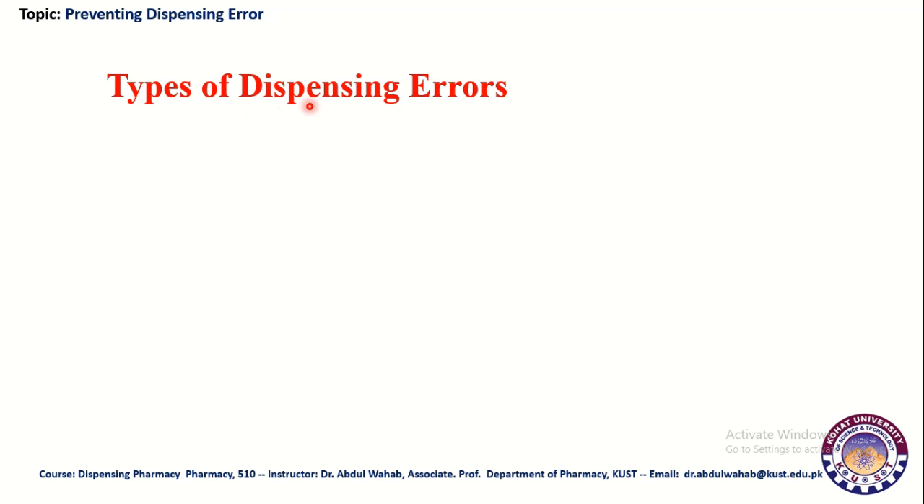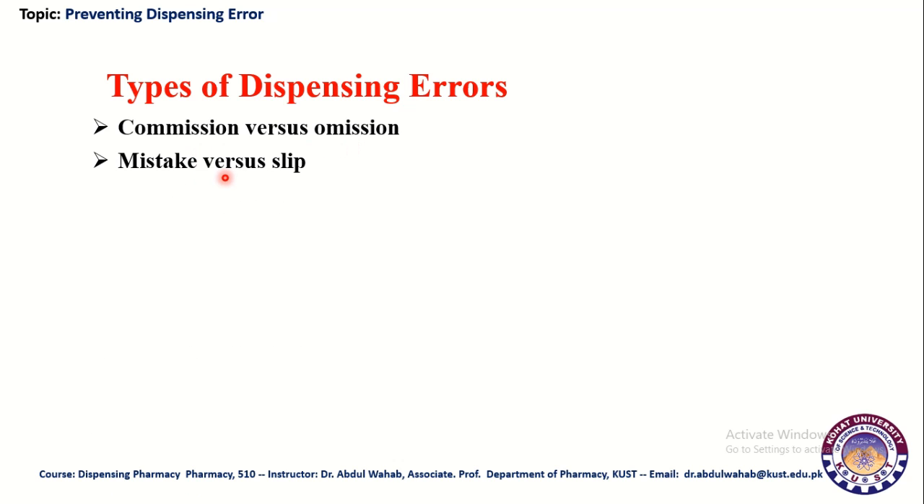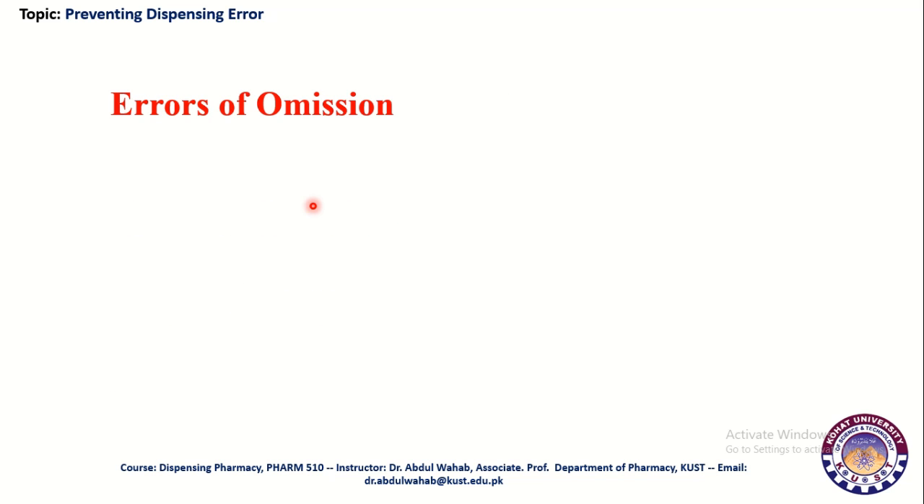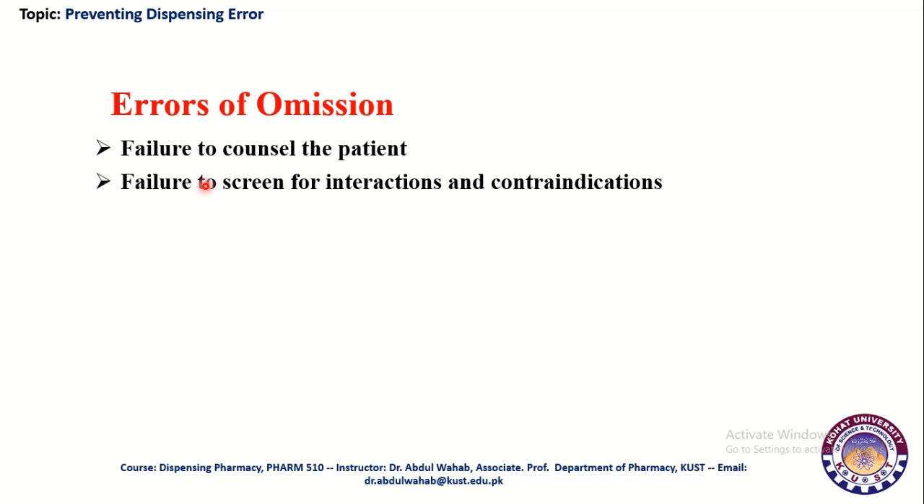Types of dispensing error: commission versus omission, mistake versus slip, potential versus actual. Errors of omission: failure to counsel the patient, failure to screen for interactions and contraindications. These are errors of omission.